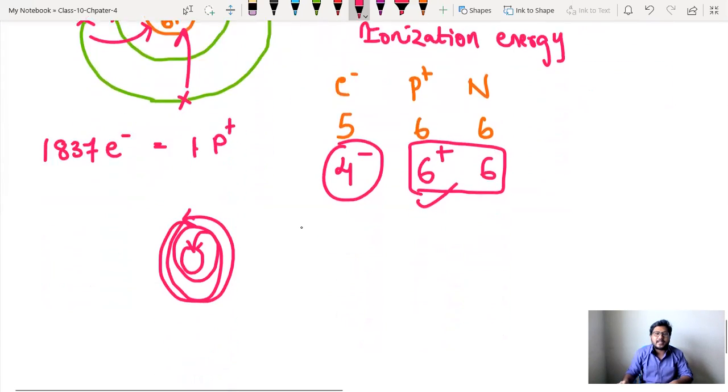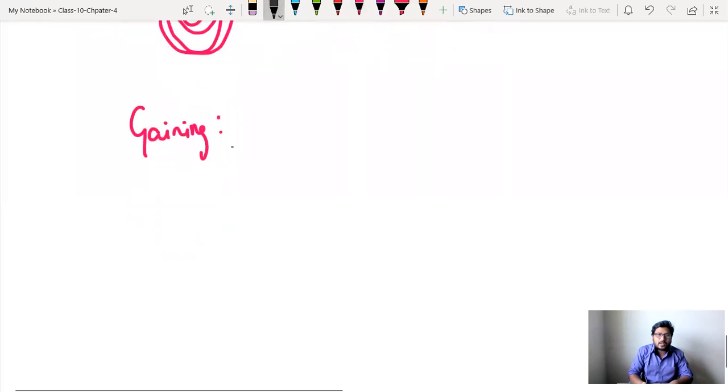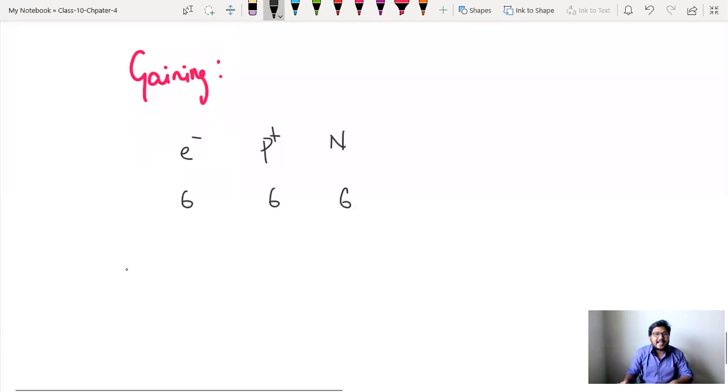Okay, now let us understand gaining. What is the original electron, proton, neutron count? Carbon has 6 electrons, 6 protons, and 6 neutrons first, right? Now let us add 1 electron. That is also not that easy, you have to give some energy for that, right? Okay, we have added 1 electron. Let us guess 7 electrons are present now. What about the proton and neutron count? 6 and 6. The electron count just increased.